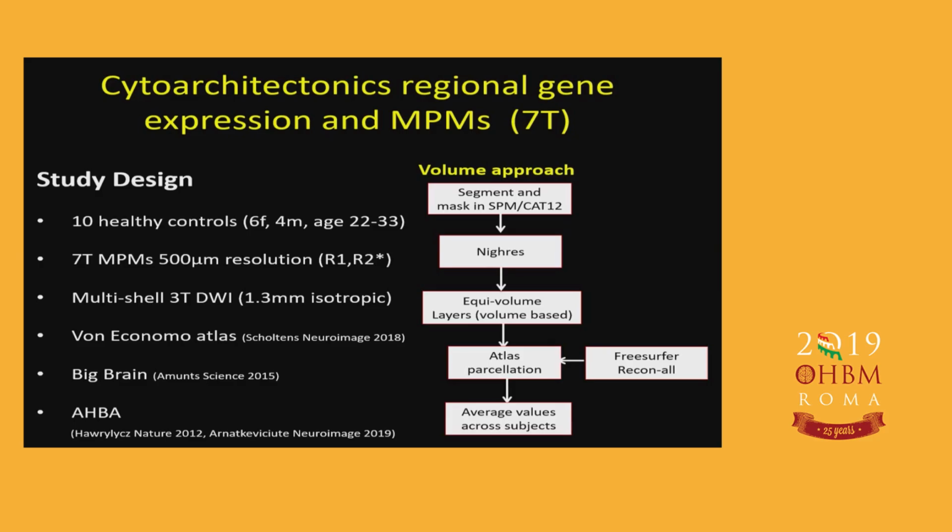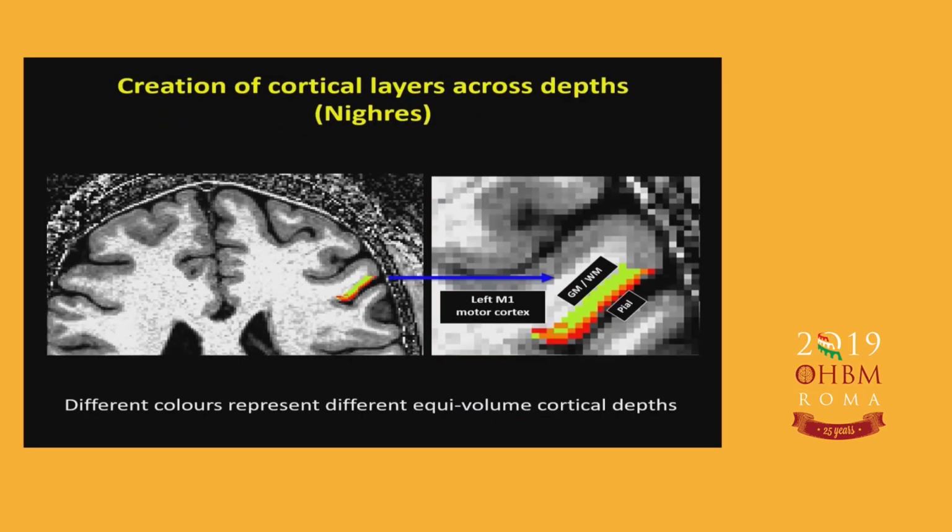We used NIRES to create equivolume cortical layers and FreeSurfer to do the surface-based registrations. So this is an example of what we can do with NIRES. This is M1, and we define the pial surface and the gray matter, white matter surface, and then we can create equivolume layers across it. So the different colors here are the different layers.